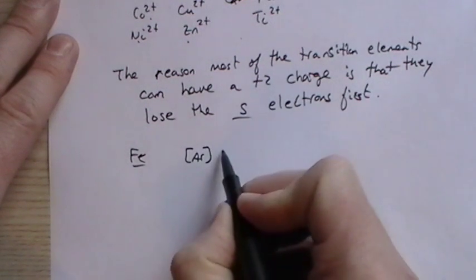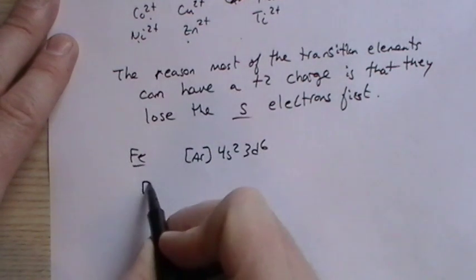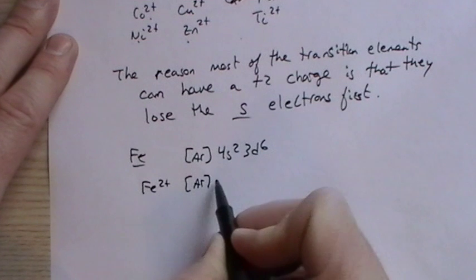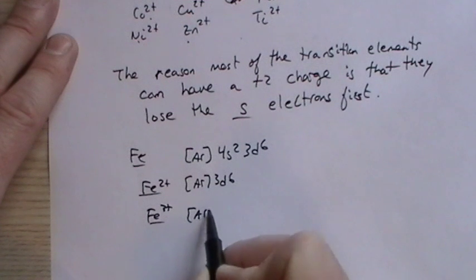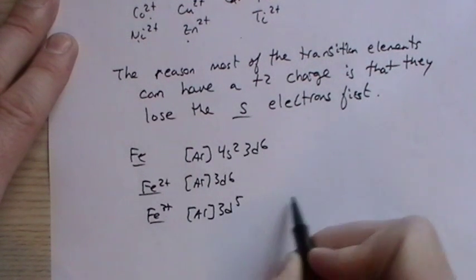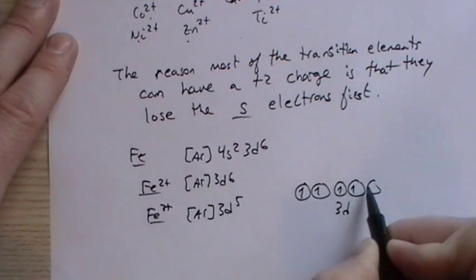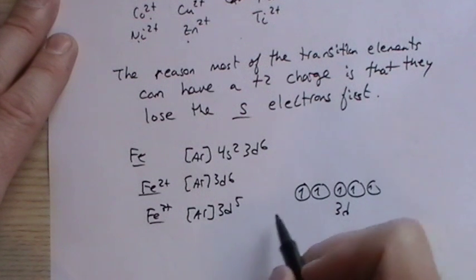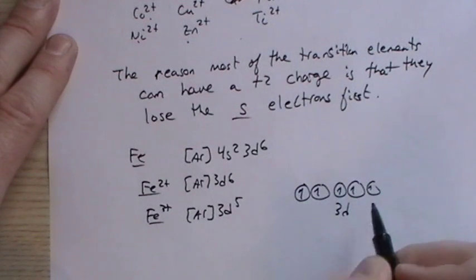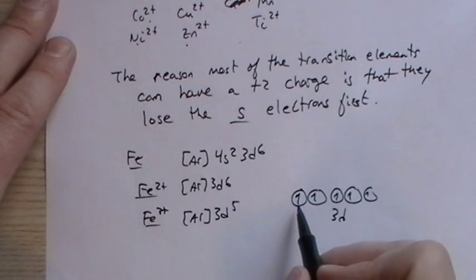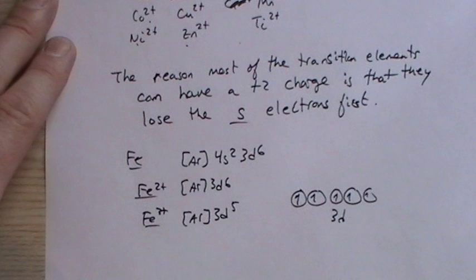Now let's look at iron again to see why there would be +2 and +3. Now we know that iron +2, you lose the s electrons, but for +3, what happens is we will lose one of the d electrons, and that leaves, remember your orbital diagrams, that leaves 1, 2, 3, 4, 5. We had 6 electrons. If we remove 1 electron, we end up with a half-filled orbital for each orbital, and that's a very stable state.